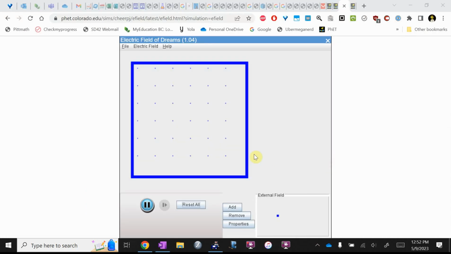This brings us to the electric field of dreams. I just added a charge. Look at the electric field lines. Is that charge positive or negative? And how do I know? Because a positive nearby would want to move towards it.